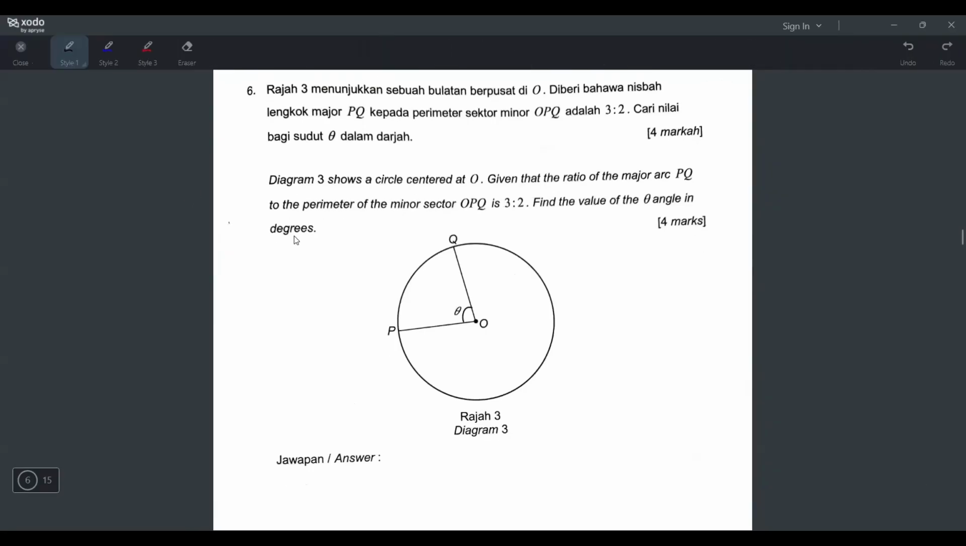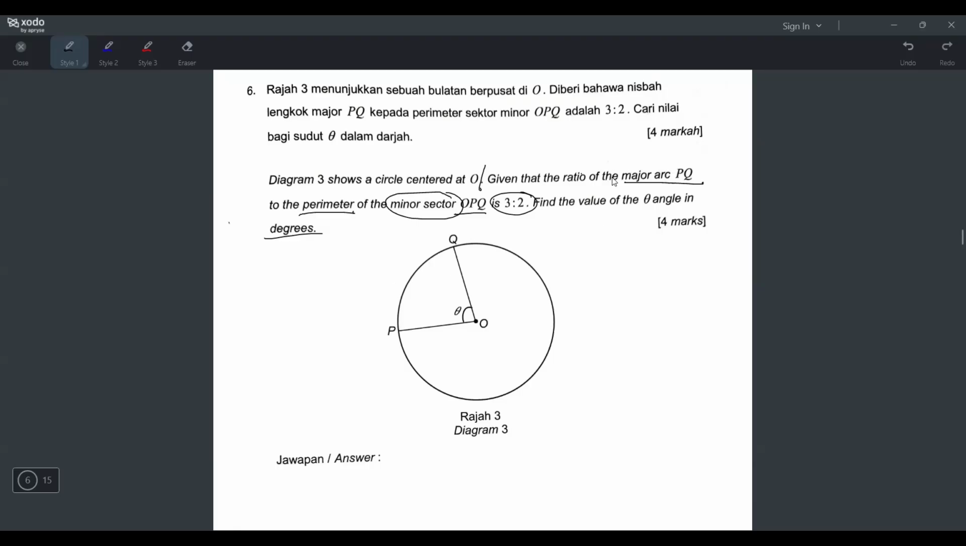Okay, let's continue with number 6. Diagram 3 shows a circle with center at O. Okay, I can see it. Given that the ratio of major arc PQ to the perimeter of minor sector OPQ is 3:2. Find the value of theta, the angle in degrees.